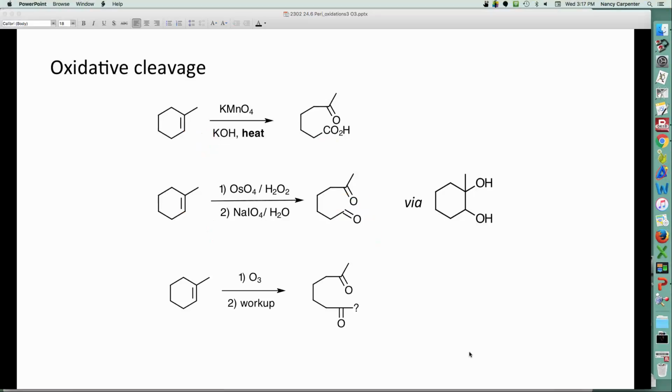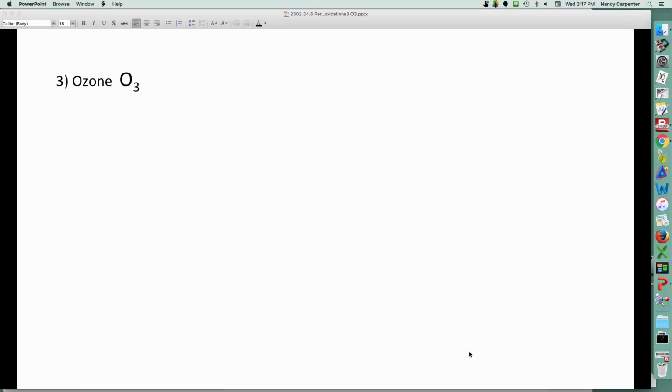So why learn another reagent? Why do we have to learn ozonolysis? Well, because ozonolysis gives us flexibility. Depending upon the workup, we can get either the aldehyde or the carboxylic acid. So how does this work?